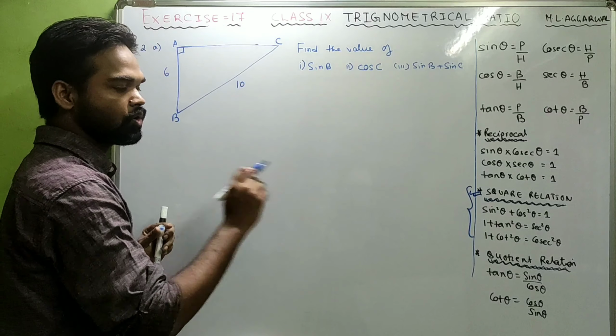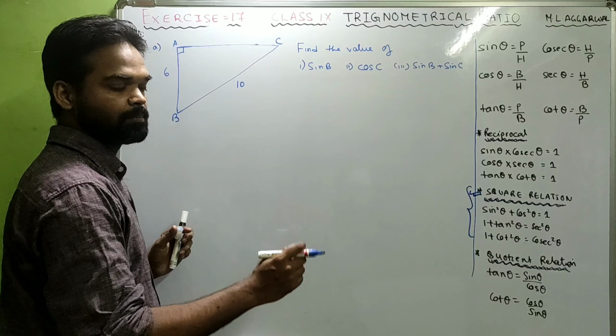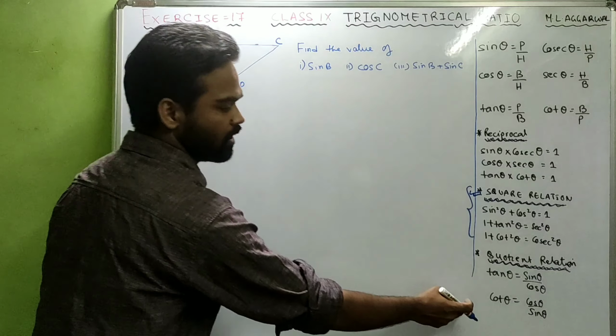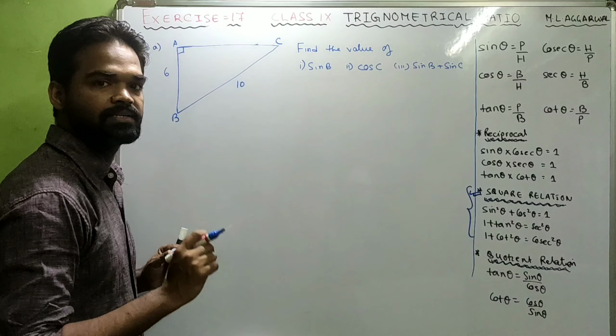Just remember the quotient relation. Tan theta is nothing but sine theta by cos theta. If you divide these two, you'll get this. And cot theta definitely will be cos theta by sine theta.